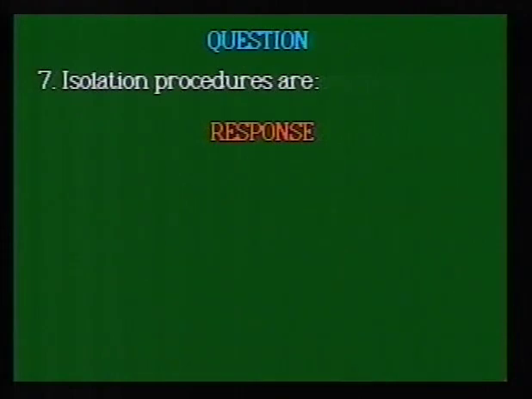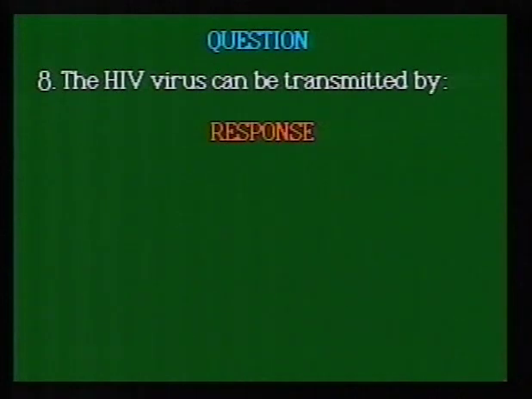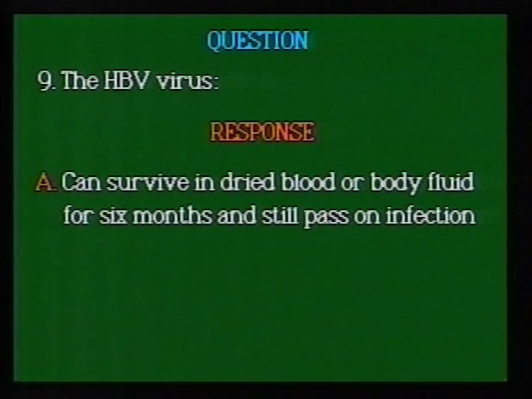Number 7, isolation procedures are, the correct answer is D, all of the above. An important part of controlling infection disease. B, a group of procedures and guidelines for separating people to prevent the spread of infection and disease and to protect yourself and others. Number 8, the HIV virus can be transmitted by B, sexual contact. Number 9, the HBV virus, A, can survive in dried blood or body fluid for 6 months and still pass on infection.